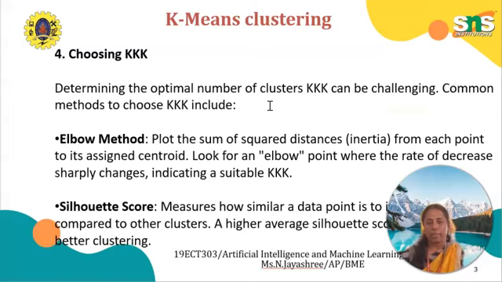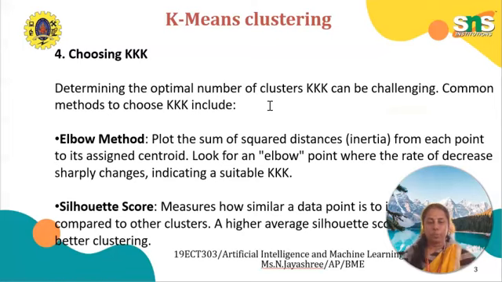Choosing K. That is what? Optimal number of clusters K can be challenging. Common methods to choose K include the elbow method. Plot the sum of square distance from each point to the assigned centroid. Look for an elbow point where the rate of decrease sharply changes, indicating a suitable K.